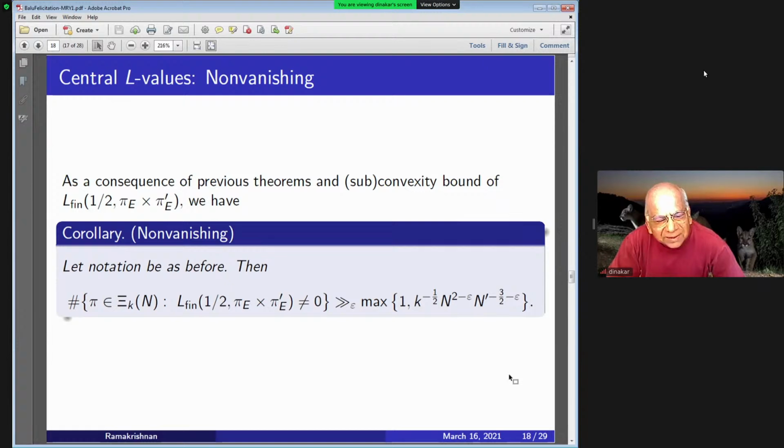Okay, so it says that if the number of pi you're interested in this space or in the orthogonal basis here, and you want the L function at 1/2 to be non-zero, how many are there? So you can actually say that it's greater than or equal to a constant times a maximum of this number that you have here. So that means that it at least exists. So you get a non-vanishing result. But we had to struggle to just get non-vanishing.